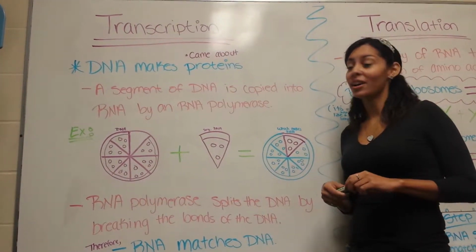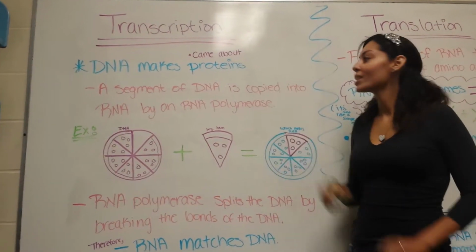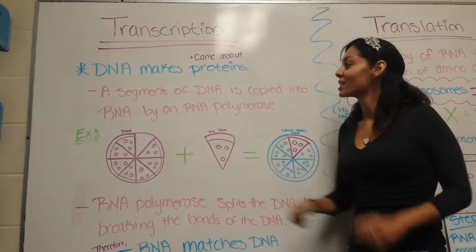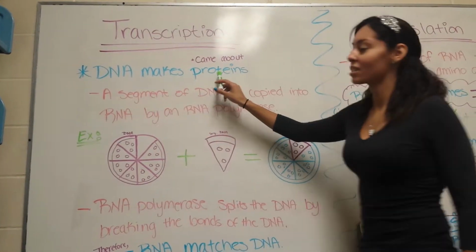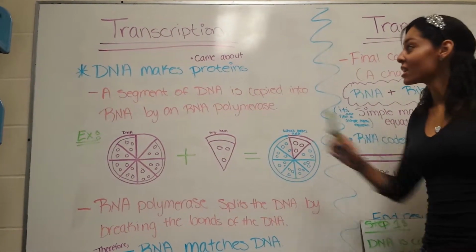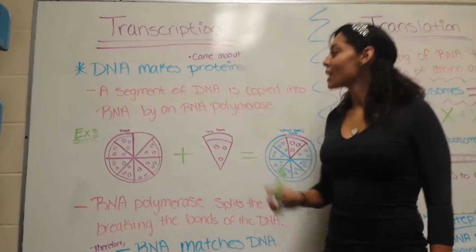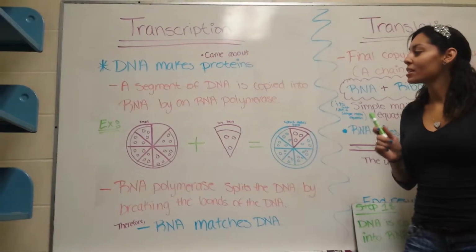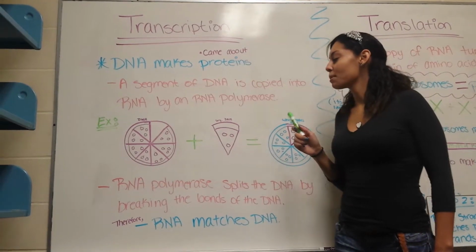I want to talk to you about how proteins came about. The most important thing to know is that DNA makes proteins. The first step of this process is transcription. A segment of DNA is copied into RNA by an RNA polymerase.